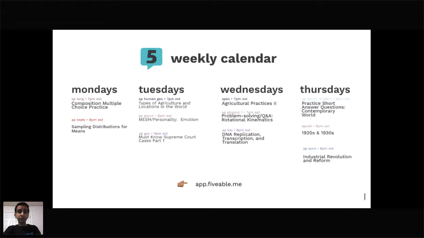Again, if you want to take a picture of this, it is our weekly calendar for this week. The stream topics will change. However, the timings will not. I know they're small, but Lang and Stats are Mondays, Human Geo, Psych, and Gov are Tuesdays, APES, Physics, Bio are Wednesdays, and then our histories are all on Thursdays. So just remember, if you have any questions about the stream schedule, feel free to reach out to anyone on Fiveable. Does anyone have any questions for me about anything that we talked about today?